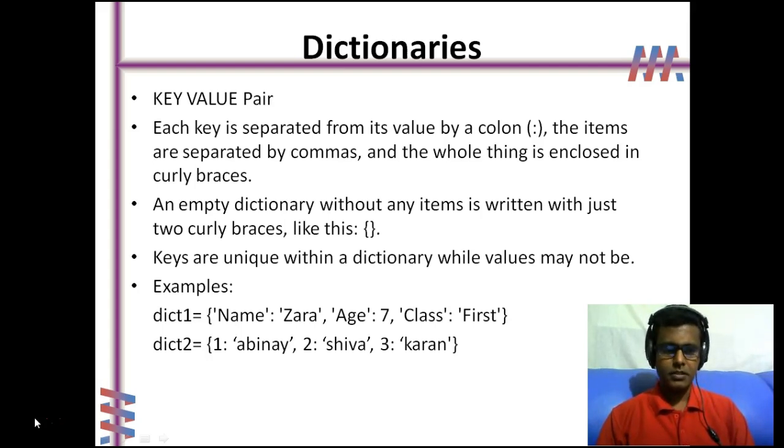In the first dictionary, dictionary 1, I have a series of values. Name is the key and the name of the person, Zara, is the value. Age is the key and 7 is the value, and class is the key and first is the value of the class. In the second example, dictionary 2, the key 1 has the value Abhinay, the second key is 2 with the value Shiva, and the third key is 3 with the value Karan.